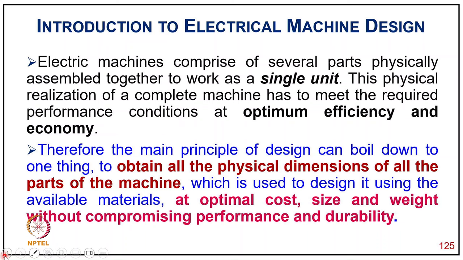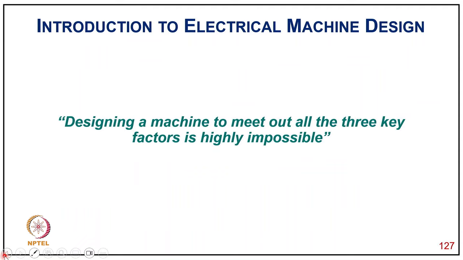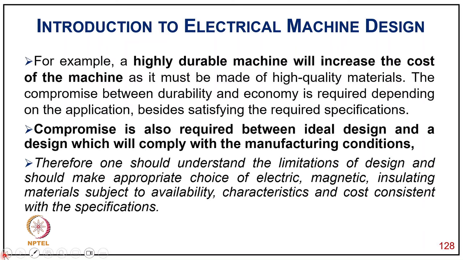So the main principle of design can boil down to one thing: to obtain all the physical dimensions of all the parts of the machine, using the available materials at optimum cost, size and weight without compromising performance and durability. Any design process involves a lot of engineering calculations done in an iterative manner. When designing electrical machines, one cannot apply rigid rules to get the best design at the lowest possible cost. So decisions have to be taken under conflicting requirements, and these three factors of design are economy, durability and compliance with the specification and standard for a particular machine. Designing a machine to meet all three factors is almost impossible. For example, a highly durable machine will increase the cost of the machine, as it must be made of high quality materials, and a compromise between durability and economy is required depending upon the application, besides certifying the required specification and standard.